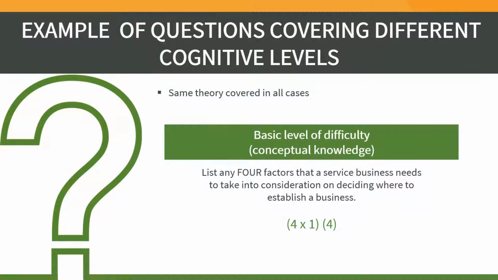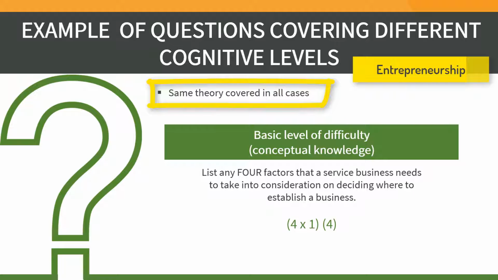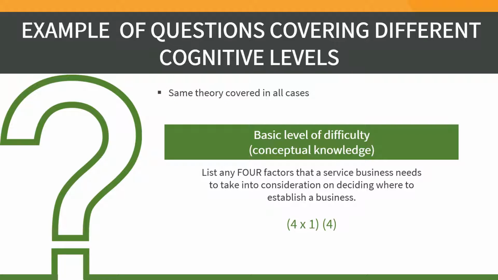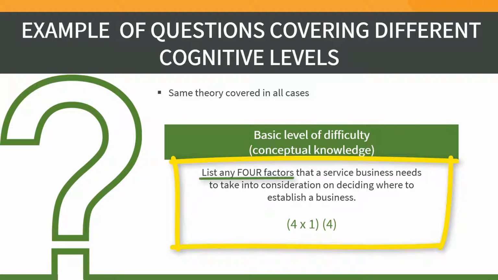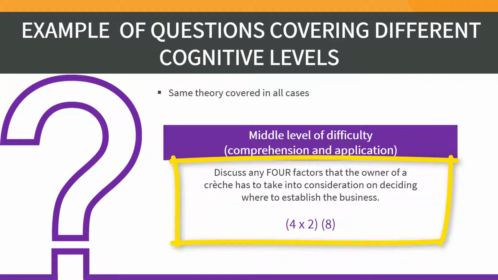Now let's have a look at an example of how the same section of work can be tested, but using different cognitive levels each time. The subject is entrepreneurship, and the same theory is covered for each question. You will notice that the first question uses a basic level of difficulty or conceptual knowledge, and asks the student to list 4 facts for 1 mark each. The next question is a middle level of difficulty question, and uses comprehension and application. The question asks the student to discuss 4 factors for 2 marks each.